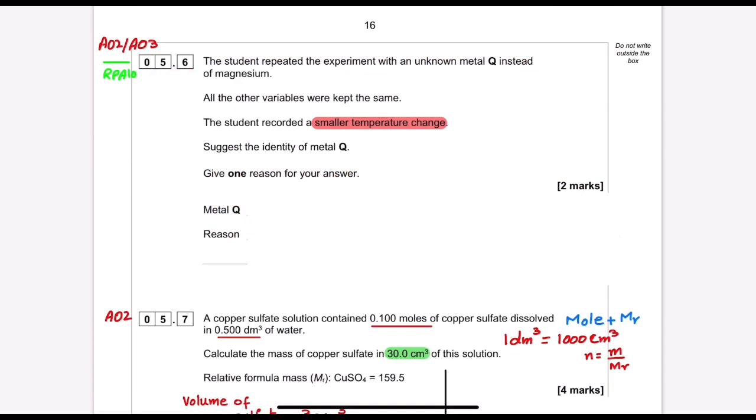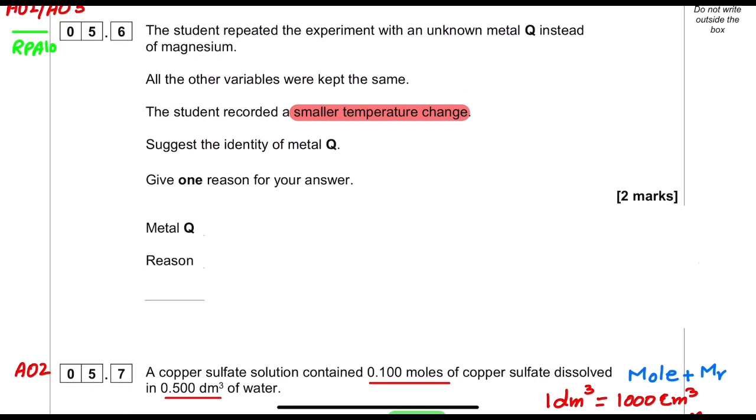5.6 is a combination of AO2 and AO3 question. This question is from required practical activity number 10 from the topic of reactivity series, exothermic and endothermic reaction. The student repeated the experiment with an unknown metal Q instead of magnesium. All other variables are kept the same. The student recorded a small temperature change. Suggest the identity of the metal Q. Give one reason for your answer.